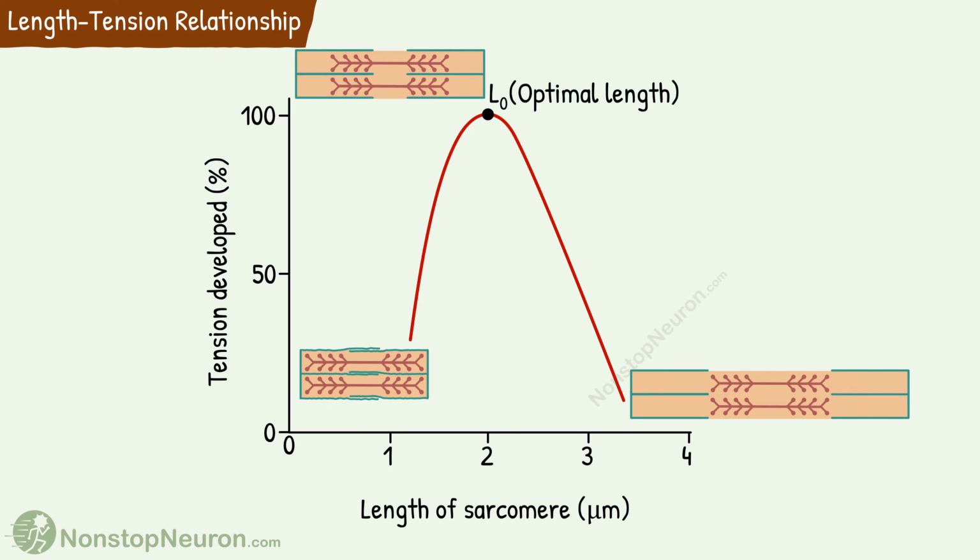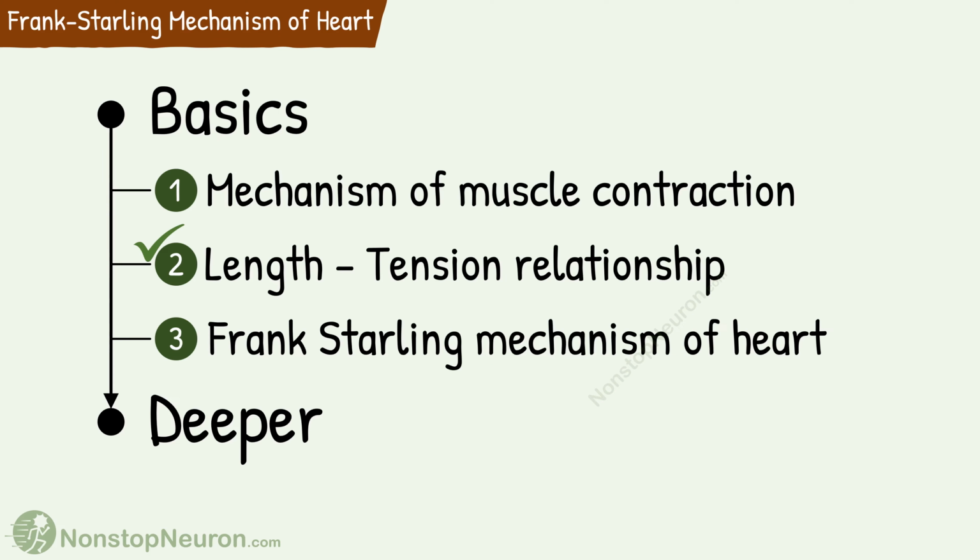With further lengthening, the ends of actin filaments start moving beyond myosin filaments. So force decreases. So this is a length-tension relationship. The take-home message from this step is that the higher the initial length of the muscle, the more is the force of contraction. However, this happens only up to a limit. Beyond that, an increase in length results in a decrease in the force of contraction. So this was the second step in our discussion.